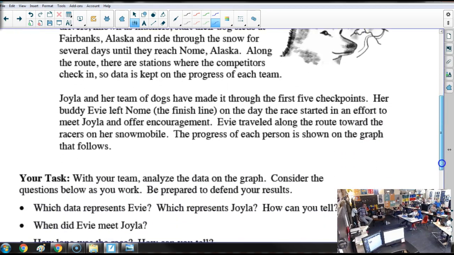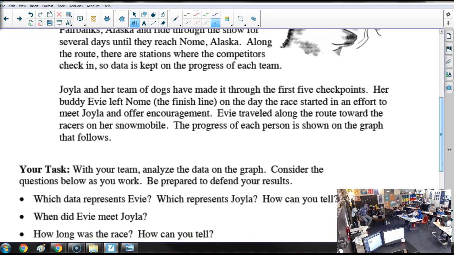So when we talk about the Iditarod, there are checkpoints that let people know first off that you're still safe, and second off how you're doing. Are you winning or losing or right in the middle? So Jola and her team of dogs made it through the first 5 checkpoints. Her buddy Evie left Nome. Nome's a place, not G-N-O-M, not like lawn gnome. This is Nome, Alaska.